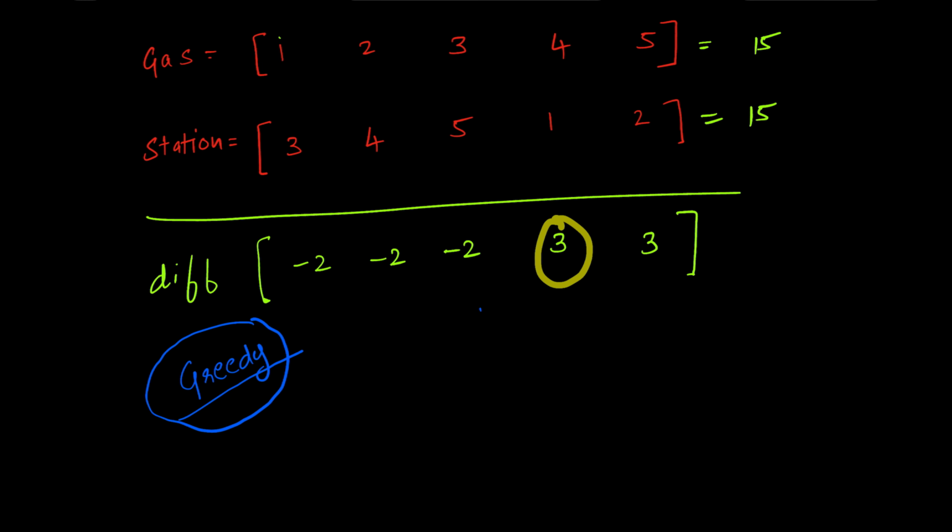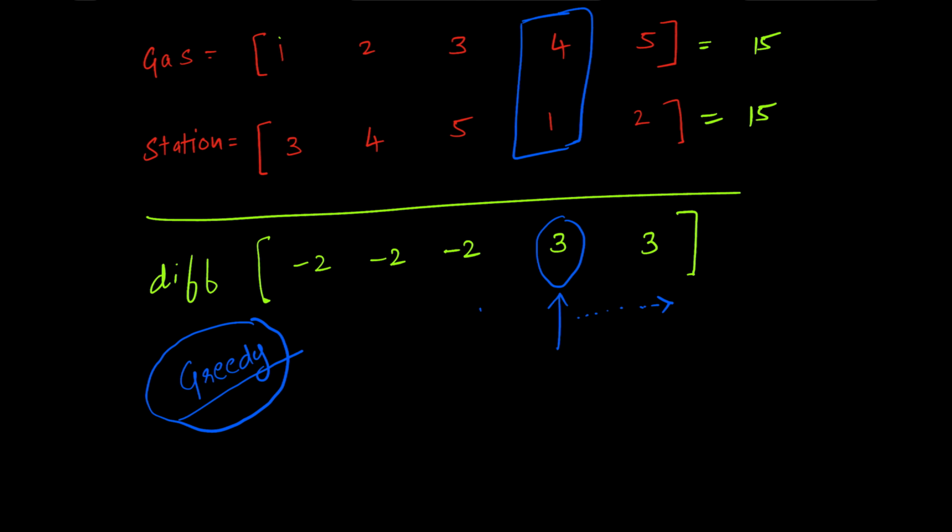The first positive difference is at gas station 4, which is 3. We can consider that as the starting index. As I mentioned earlier, this is only possible because the total amount of gas available is equal to the total amount of gas needed to complete the circuit.